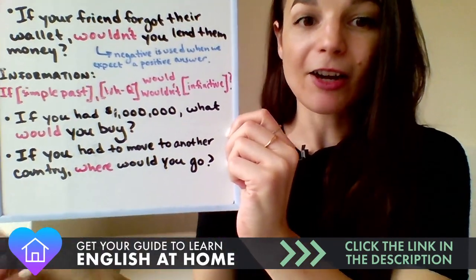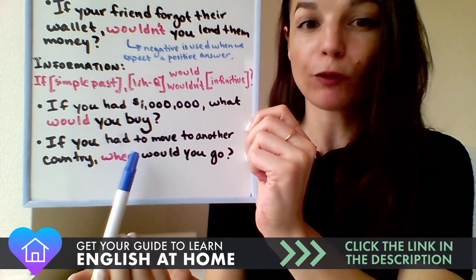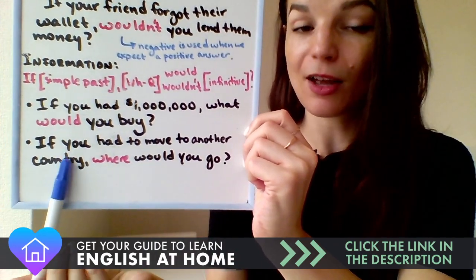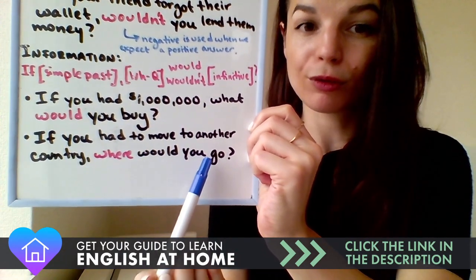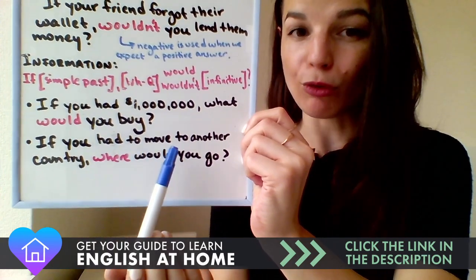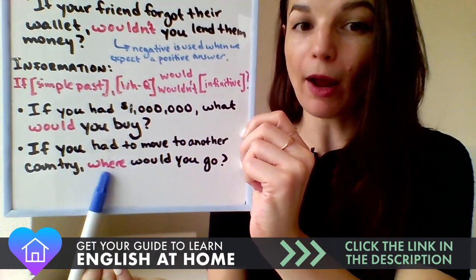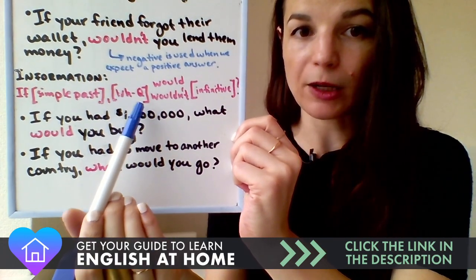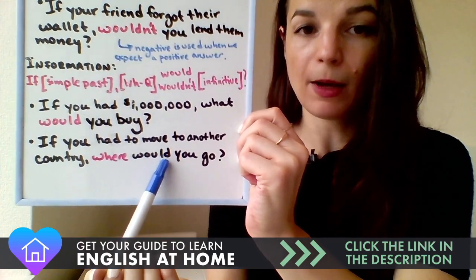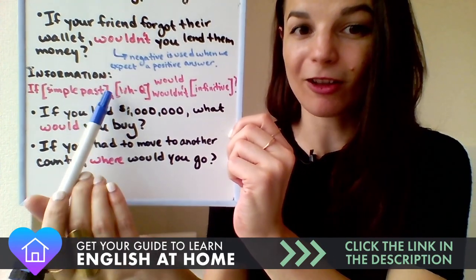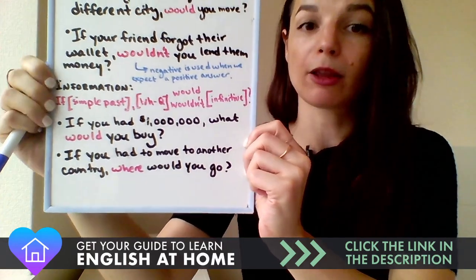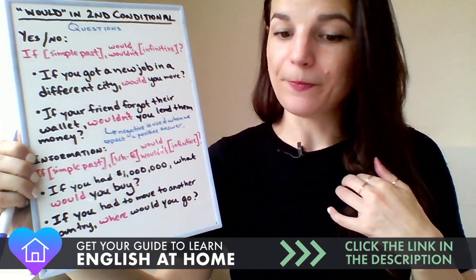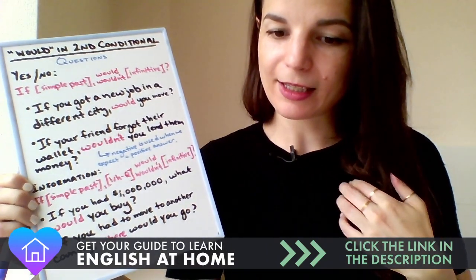Okay? And final example, if you had to move to another country, where would you go? Okay, so here is my WH question before would, and my simple past tense in my if clause. If you had to move to another country, where would you go? Okay. All right, I'm looking for your example sentences.